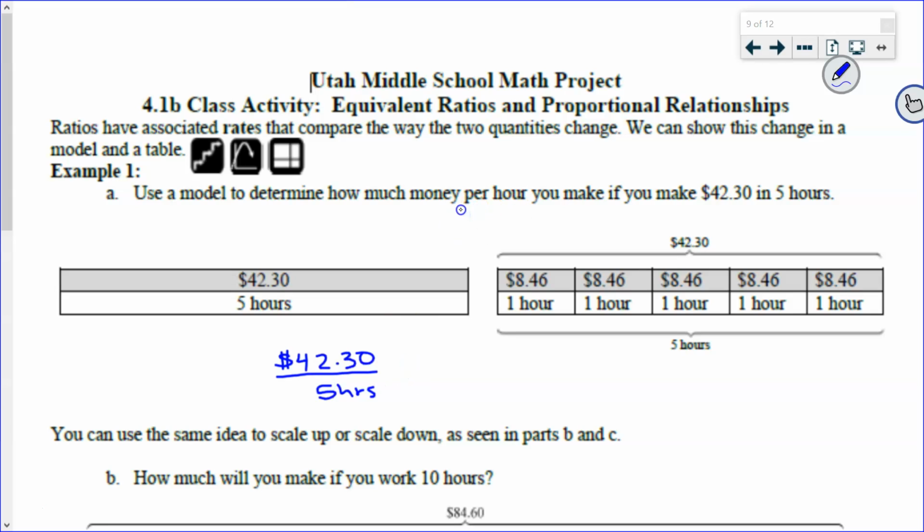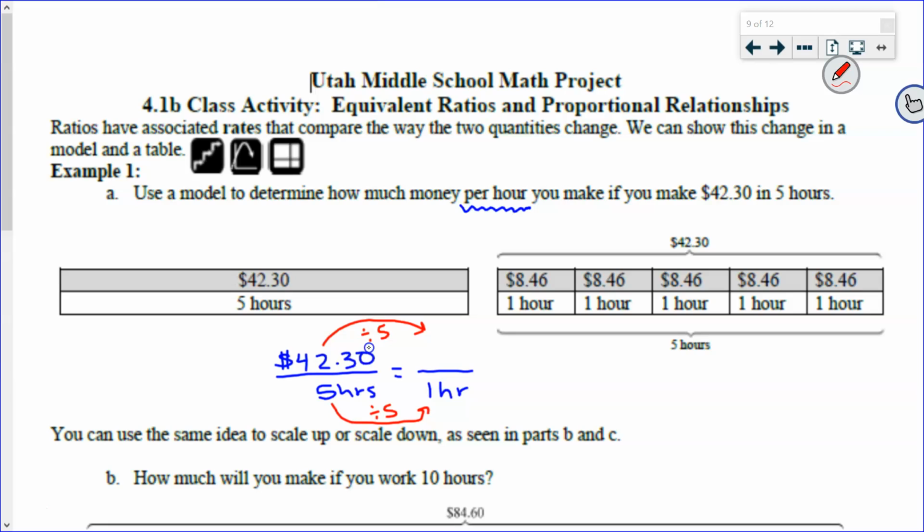And where it says how much money per hour, that tells me that I want to change the 5 into a 1. And we know how to do that. How does that 5 change into a 1? Oh, that's right, we divide it by itself. So, yes, or multiply by 1/5. Very good. So whatever I'm doing down here, I need to make sure I'm doing the same thing to the other piece of that ratio.